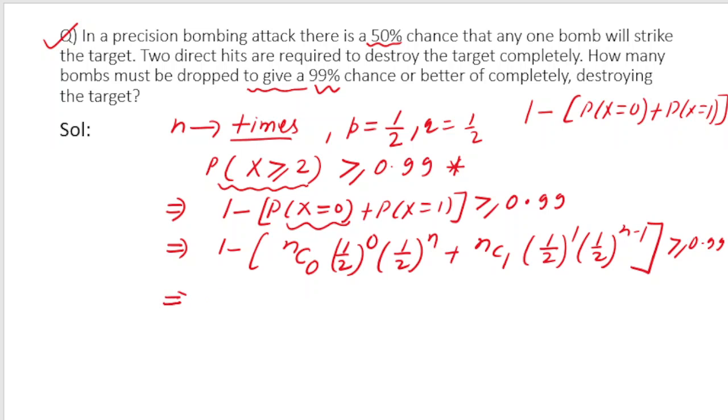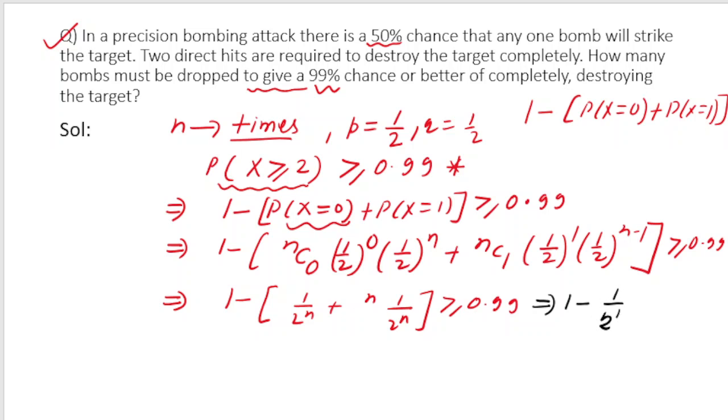So this gives me 1 minus nC0. nC0 is equal to 1, you know that, and here it is (1/2)^0, so it is (1/2)^n, and the second term nC1 is actually n, and it is also (1/2)^n. So this should be greater than or equal to 0.99. Now this implies 1 minus (1/2)^n, if I take it common, I will get n plus 1, and this would be greater than or equal to 0.99.